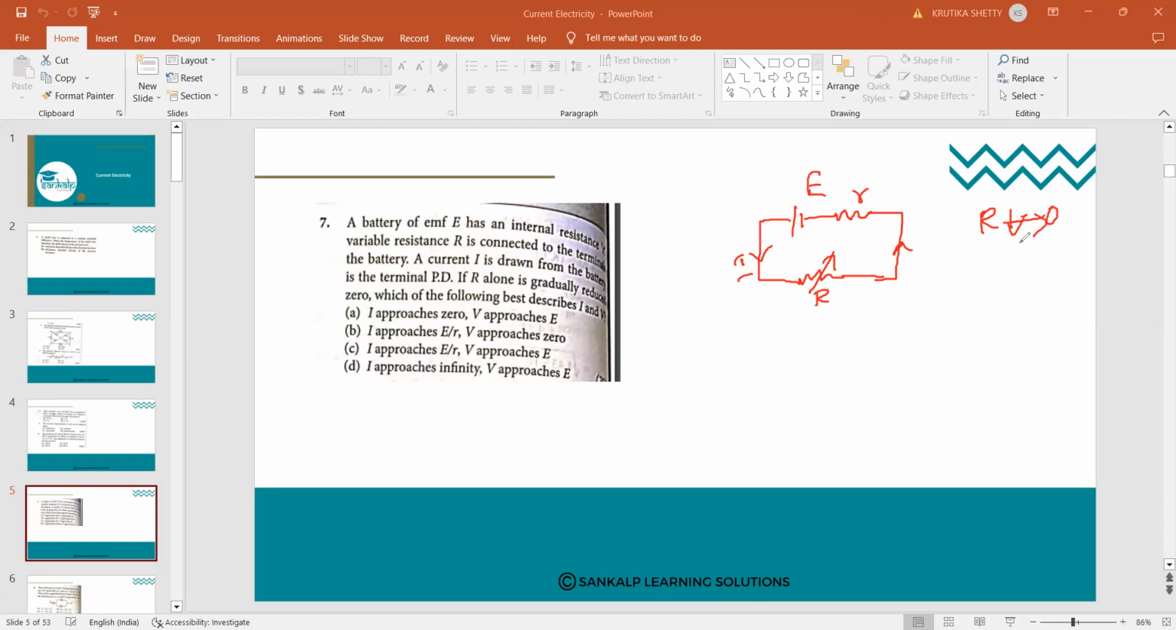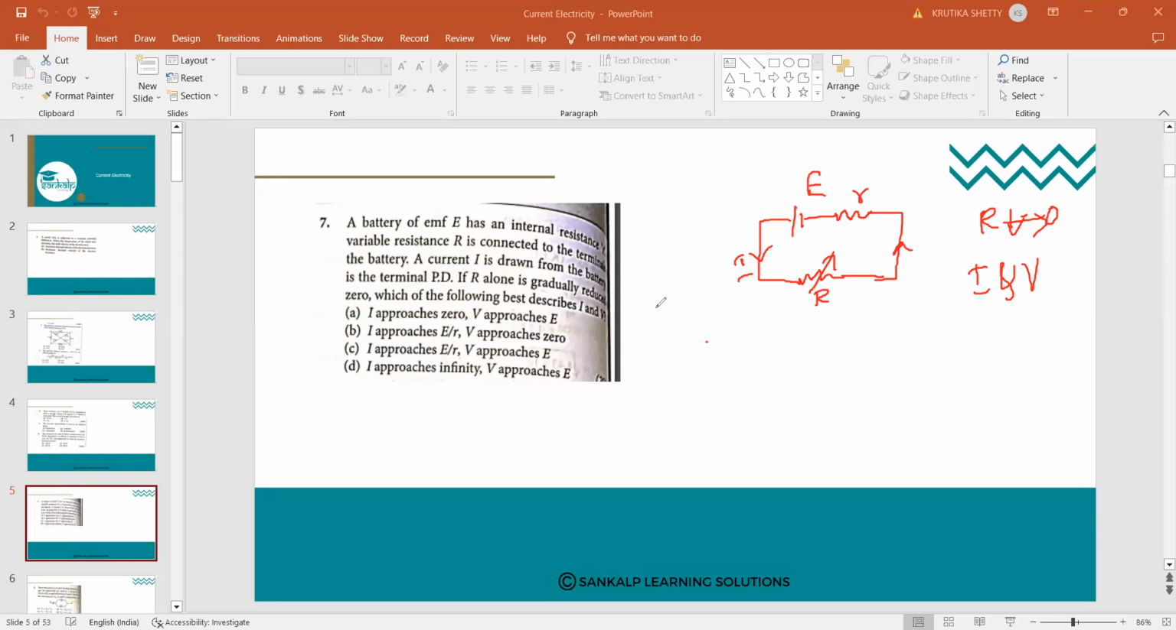Which of the following best describes I and V? You understood the question: the load resistance you connected is slowly approaching zero. At that time, which statement is true for I and V? I also approaches zero, V approaches capital E. I approaches E by R, V approaches zero. I approaches V by R, V approaches E. I approaches infinity, V approaches capital E.